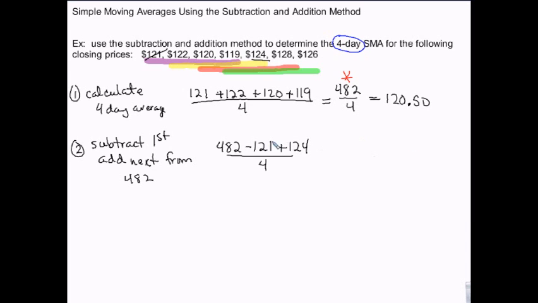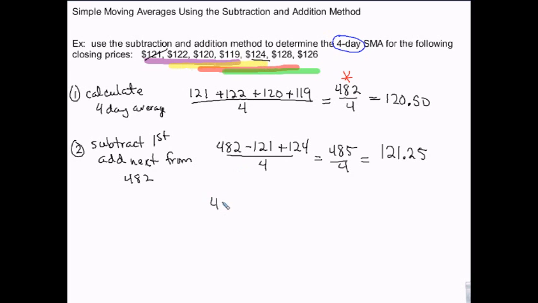Well, negative 121 plus 124, that's 3. So you see that, how those two make a 3? So it's 482 plus 3. So it's 485 divided by 4. And I get 121.25. And I need this number now. And I repeat, I subtract the first one from the yellow.